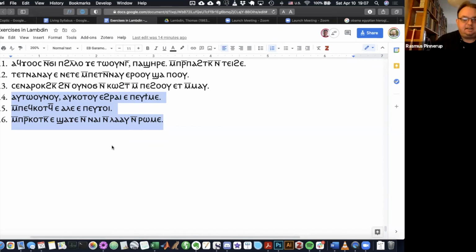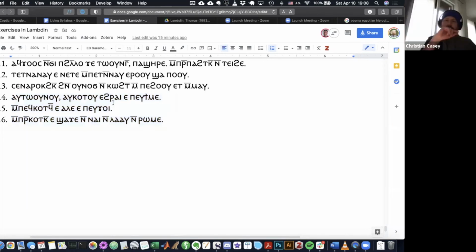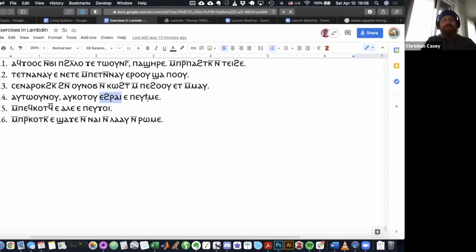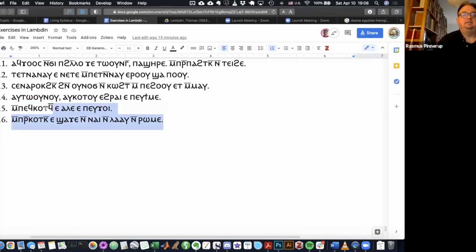So 14 is autonu, aukotu echrai beutime, which then would be: they arose and they returned up to their village. Or down? Depends on whether their village is on a tell or in a valley. Weird word. Yeah, it's so weird.